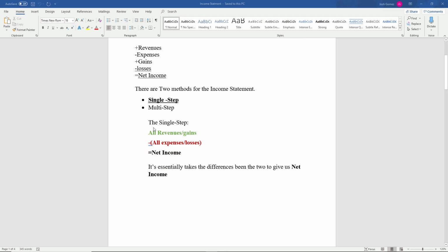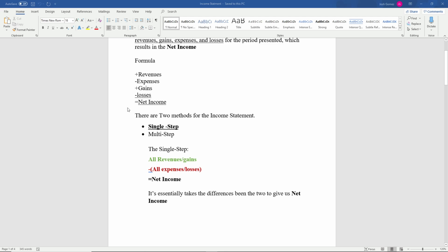So the single step essentially works like this. All revenue and gains minus all expenses and losses equals net income. It essentially takes the difference between the two to give us net income. I'm going to show you an example really quick, so you might want to write down this formula, pause it for a quick second. Okay.